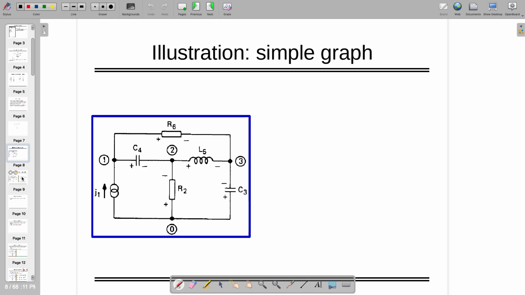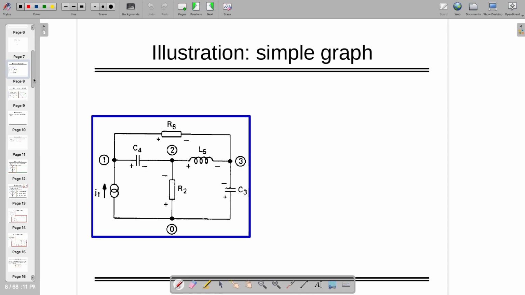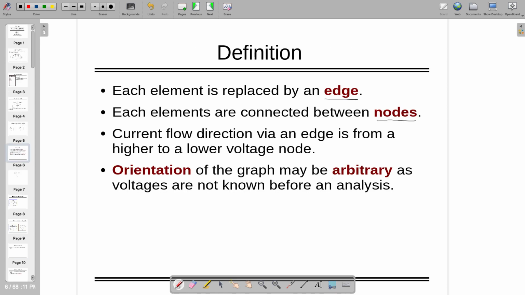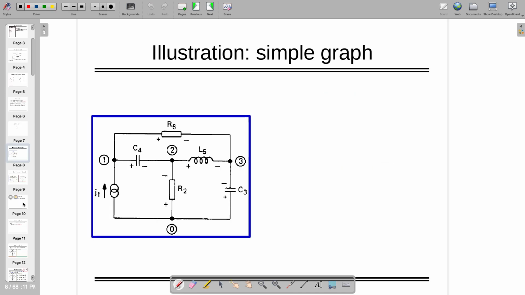Okay, so this was a simple way to draw a graph for this given circuit. In that case, we are going to take this orientation arbitrary. So in this case, you have 3 nodes. Actually, there are 4 nodes, but the 0 voltage node is going to be dropped. So then you are going to have the following edges.